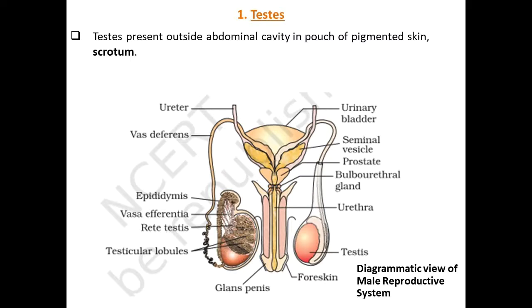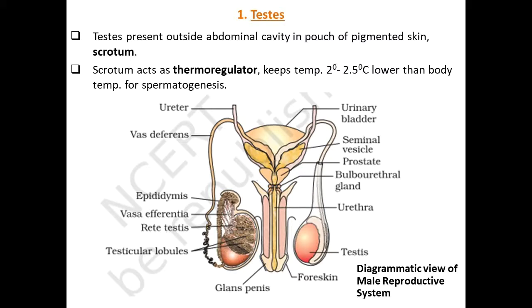Testes कहाँ present है? Not in abdomen. Instead, a pigmented pouch of a skin called scrotum. This scrotum acts as a thermoregulator, means regulates the temperature for testes, or it maintains the low temperature of the testes, which is required for the sperm formation.